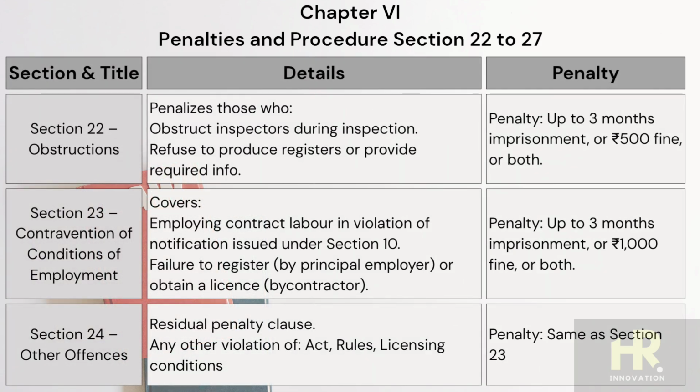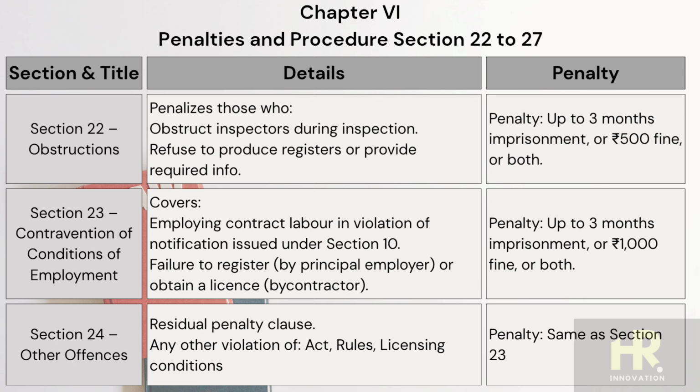Let's understand the penalty provisions under the Contract Labor Act, sections 22, 23, and 24, in a simple and practical way. Section 22 Obstruction during inspection. If anyone obstructs an inspector during inspection or refuses to show records or registers, it is an offense. Penalty, up to 3 months of jail, or 500 rupees fine, or both.